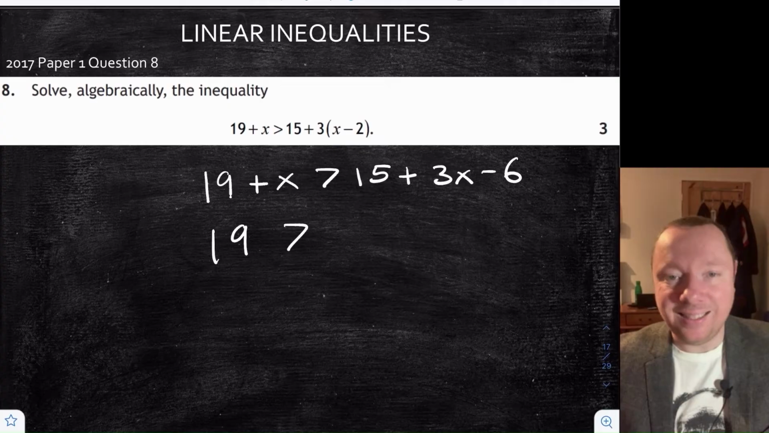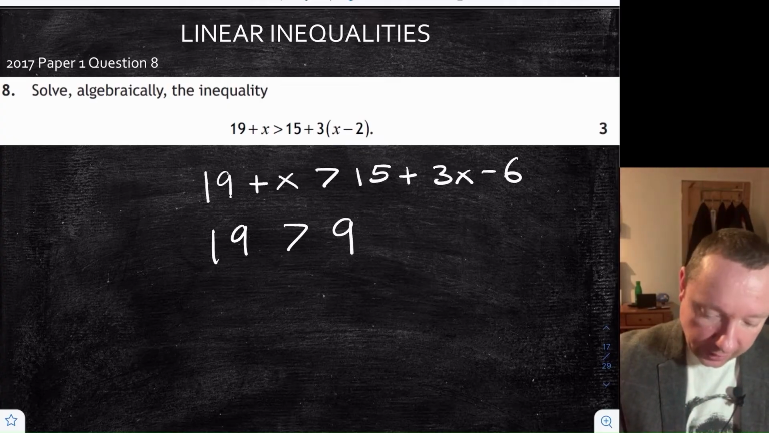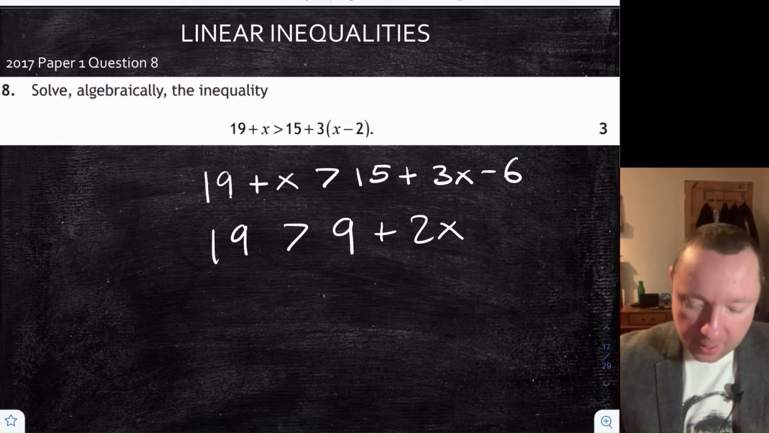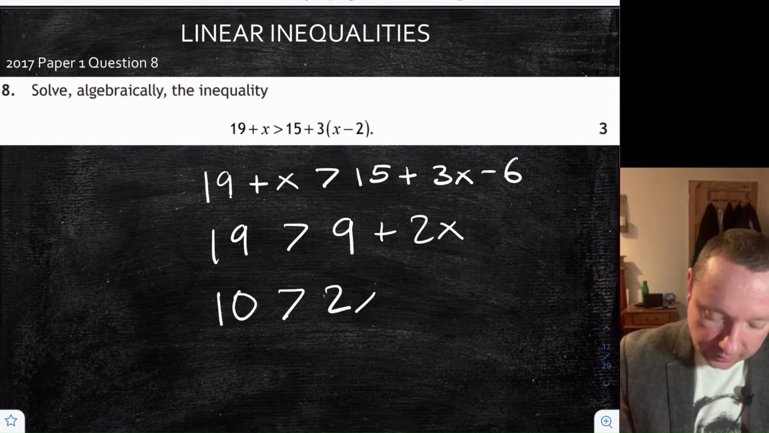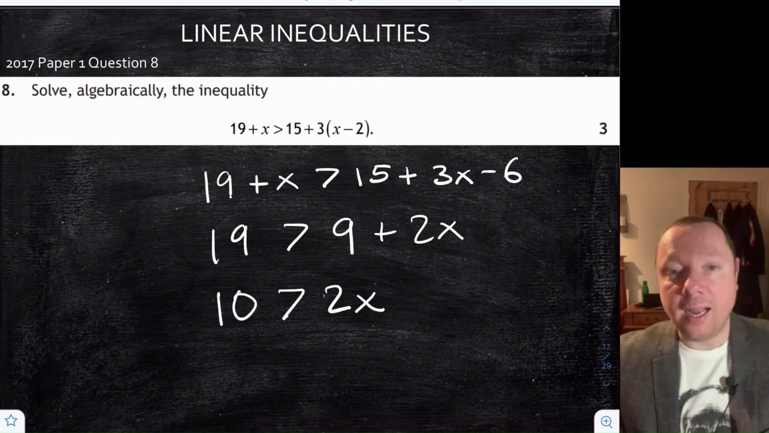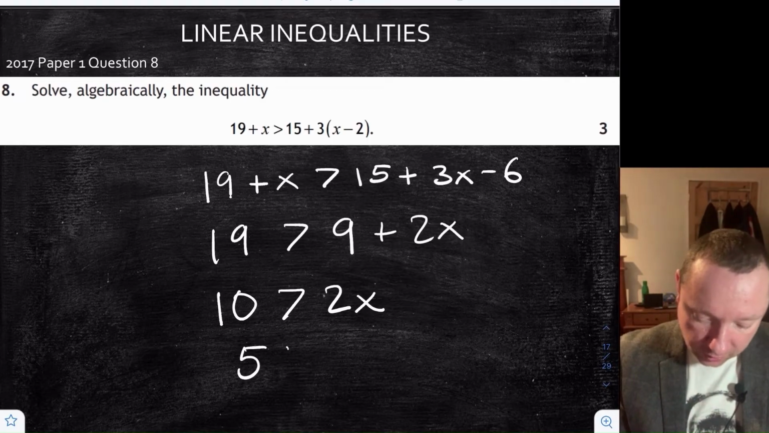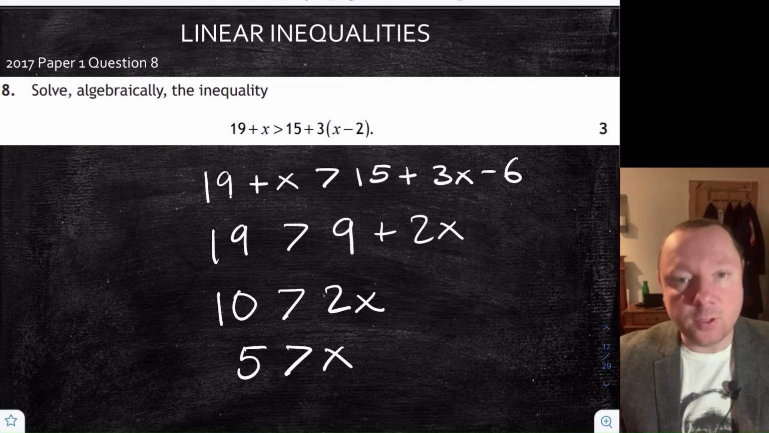So I've got 19 is greater than 15 take away 6 is 9. So 9. 3x minus x is 2x. And then we can move the 9 over, so we get 10 is greater than 2x. So dividing through by 2, we get 5 is greater than x. And that is an acceptable answer.